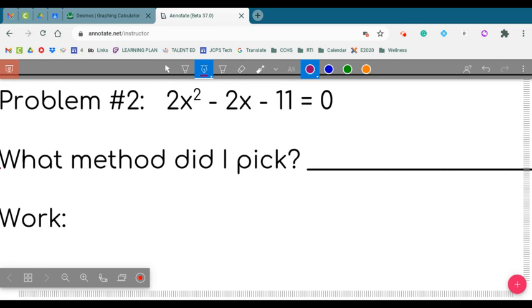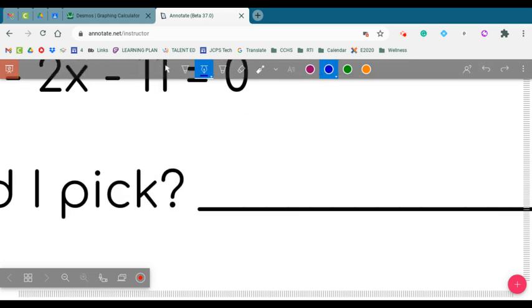Next one, we have 2x squared minus 2x minus 11. So we can't do complete the square because the A value is not 1, and you can't divide out a 2 from every term. We could always do the quadratic. They're not perfect squares. You could also think about factoring if you wanted to do slide, factor, divide, and swing. But if you slid the 2 over, you get a negative 22, and there's no 2 factors for negative 22 that would add up to negative 2. So we're going to go with the quadratic formula.